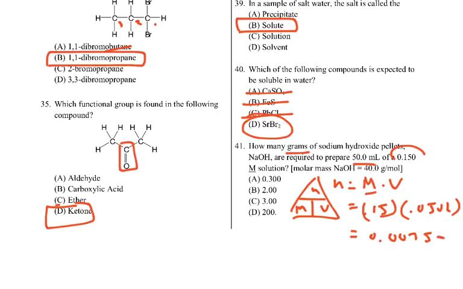0.0075 moles. We're going to take that number and multiply by the molar mass, 40. So when we get 40 grams per mole times 0.0075 moles, then we're going to end up with an answer of 0.3. So the answer is A.